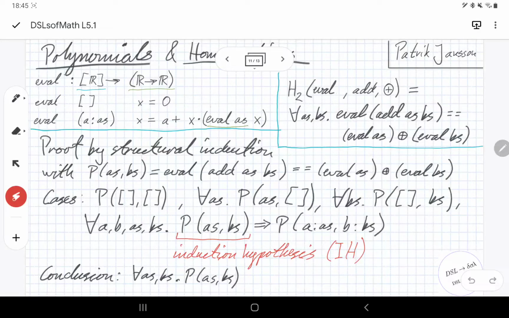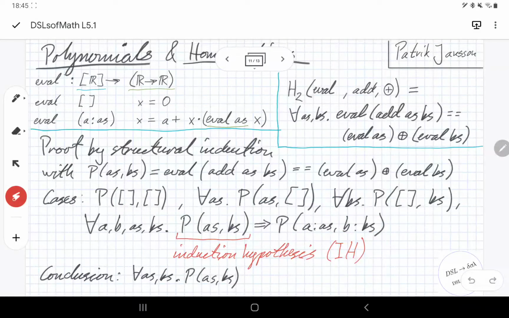And then we have 4 possible cases. We have when both are empty lists, and then when one or the other is an empty list, and then finally the core case, where we assume an induction hypothesis, IH, that the predicate holds for these two, and then for all A, B, AS, and BS where this holds, it should also hold for the extended lists.